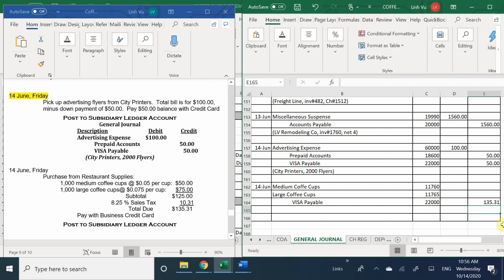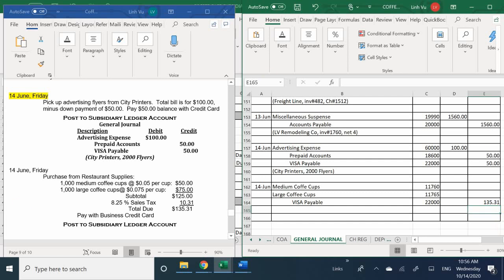Now, if you actually calculate 0.825 times 75, you're going to get that it's $6.187. Now, you have to round up for that one. And usually the smaller amount, which is the $50, is going to take the less cut. So in this case, you have $6.19 applied to the large cups, and you have $4.12 applied to the medium cups.